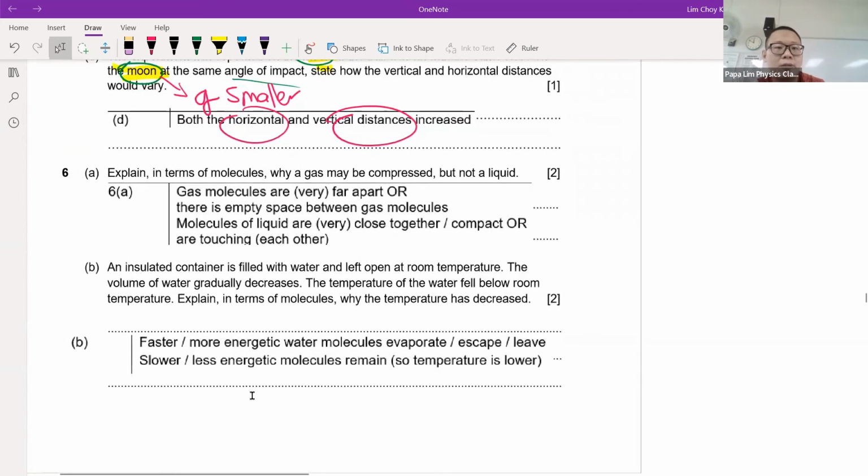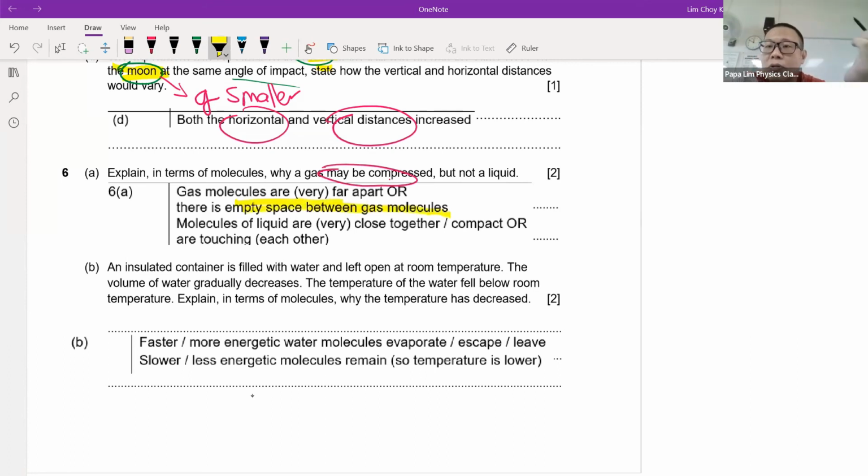Explain in terms of molecules, the kinetic model of matter, the molecular structure of gas. Why is it able to compress but not liquid? It's a very common question. Because gas molecules are further apart, they have weak intermolecular bonds, and because they are further apart, there are spaces between the gas molecules.